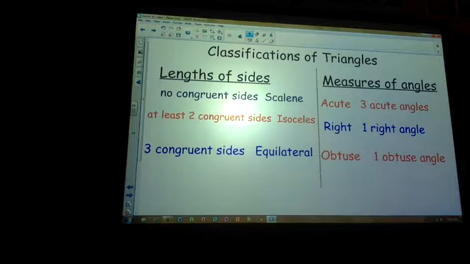You can only have one right angle in a right triangle if it's done in Euclidean space, which means you can write it on a flat space. And then an obtuse, one obtuse angle. That means you have an angle that happens to be larger than 90 degrees. So you can classify a triangle as scalene, isosceles, or equilateral if you're talking about just the sides, you can classify it just by the angles, or you can classify it by both the angle and the side. So you could have a scalene acute triangle.